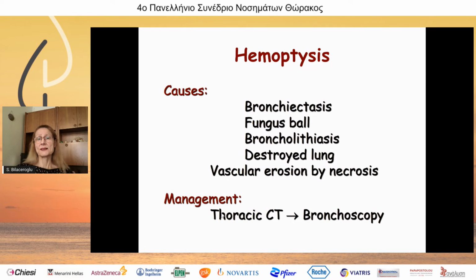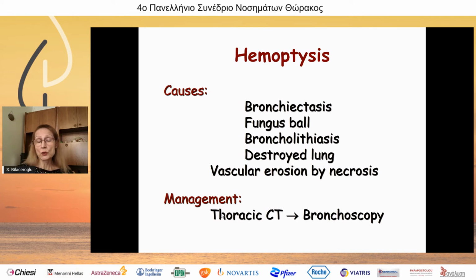What about hemoptysis? That is a complication of TB. Causes include bronchiectasis, fungus ball, broncholithiasis, destroyed lung, vascular erosion by necrosis, or the increased fibrotic area due to tuberculosis as a sequela. Naturally, the body increases the bronchial artery collaterals in that area. And bronchial arteries are connected to the aorta system. So if they bleed, they really bleed. So these are the reasons.